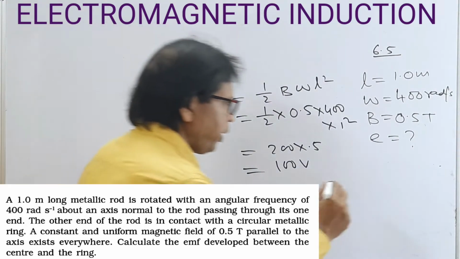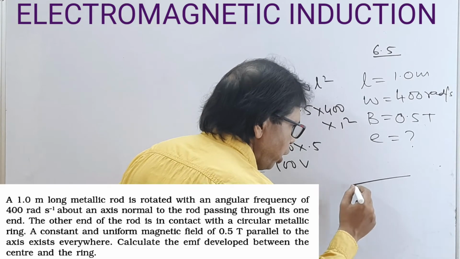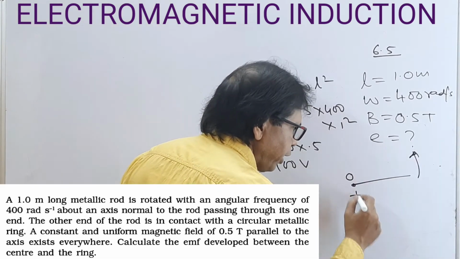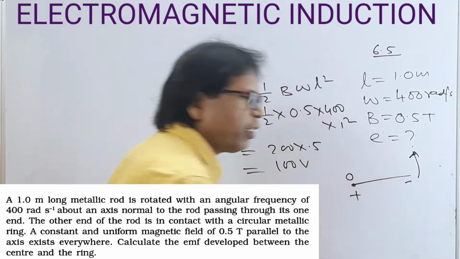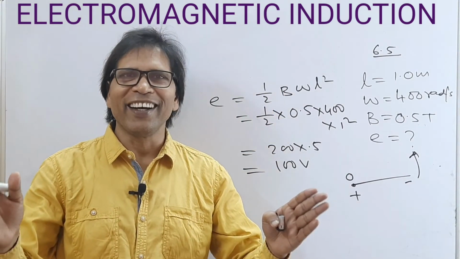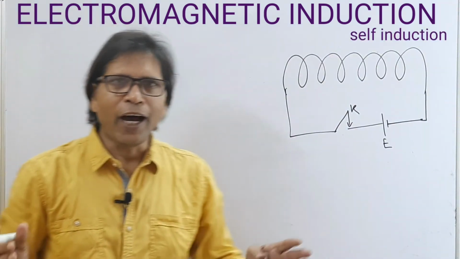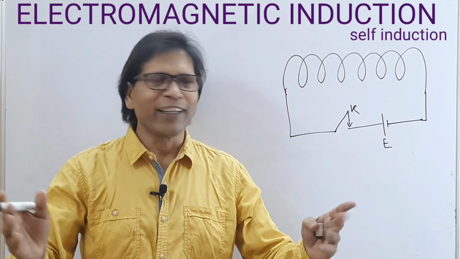This is the EMF developed at its ends. If it is a crossed magnetic field, then the center is the higher potential and the other end is the lower potential. Okay, understood? Now next, self induction.